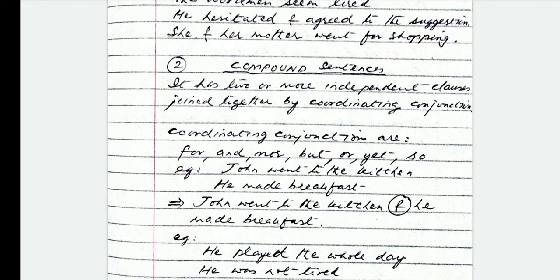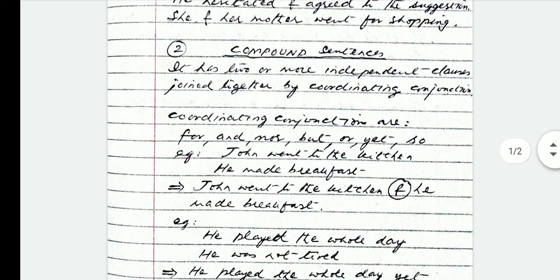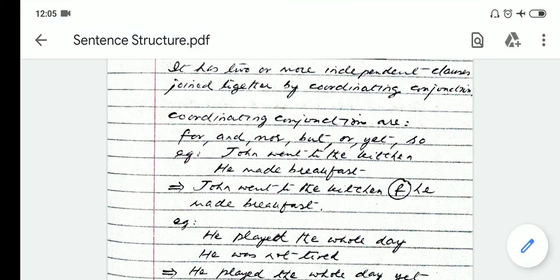So what is a compound sentence? It has two or more independent clauses, which I have just told you about, joined together by coordinating conjunctions. For example, there are two sentences. "John went to the kitchen." This is an independent clause. Why? There is a subject, a verb, and a complete thought.